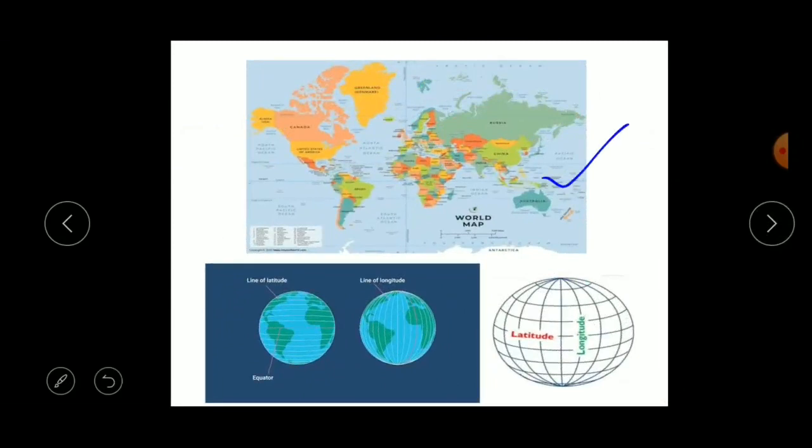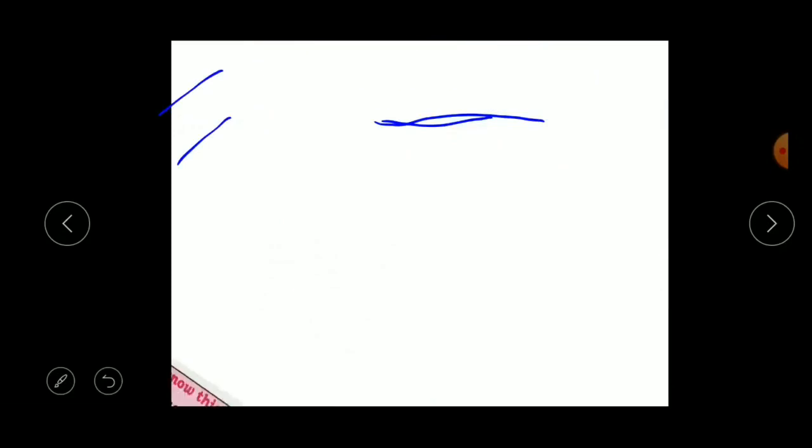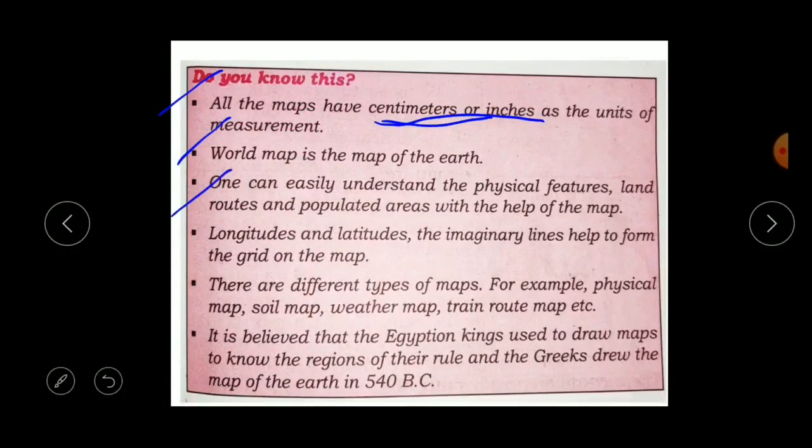So can you see this? This is the world map, children. Okay, this is called the world map. Okay, next point is, one can easily understand the physical features, land routes and populated areas with the help of the map. So as you know, by using the maps we can come to know the routes, then the physical features, meaning whether there are mountains or hills or a lake or a river. Okay, and the people, houses. With the help of the map we can identify all the things.